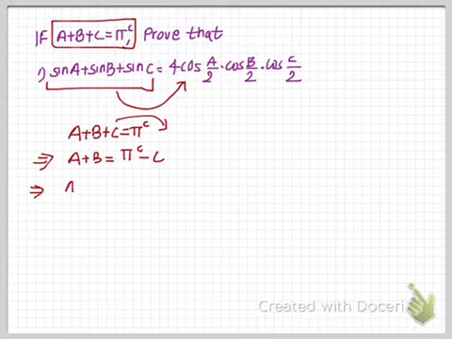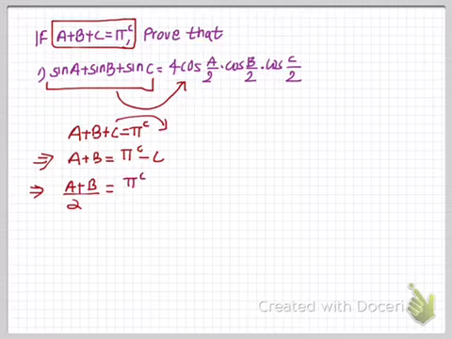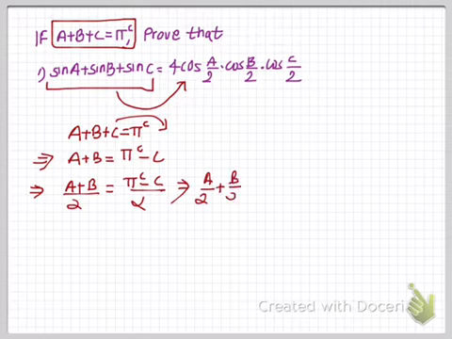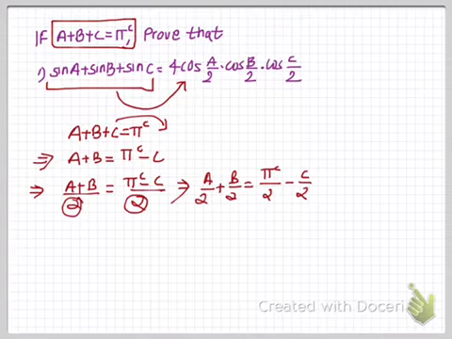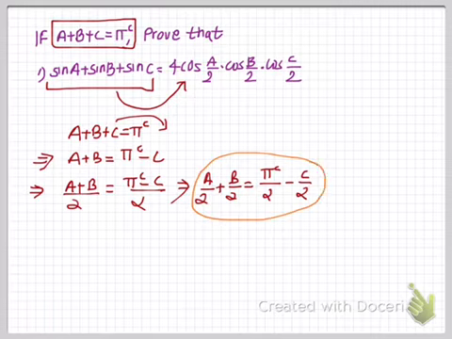Now I can also divide both sides by 2, so this leads to A by 2 plus B by 2 is equal to pi radian divided by 2, which is 180 degree divided by 2, that is 90 degree, minus C by 2. I've just distributed this denominator for both the expressions in the numerator.